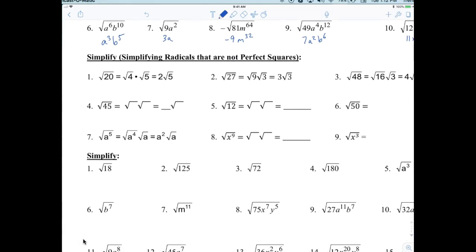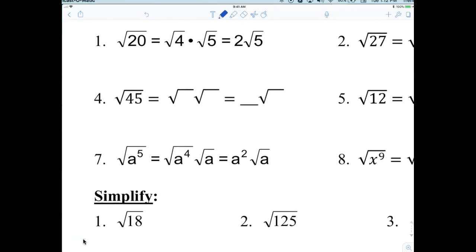Now, this is the new stuff. I want you to take a look at the square root of 20. We do not know what the square root of 20 is because it's not a perfect square. So what we are doing is we are breaking it down into whatever the perfect square is. What perfect square is in 20?